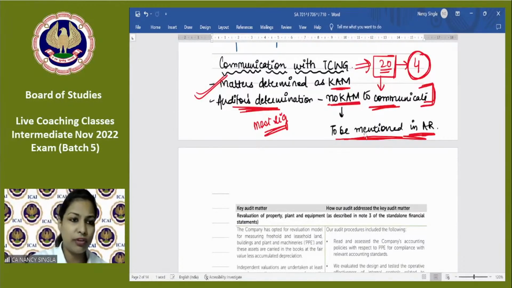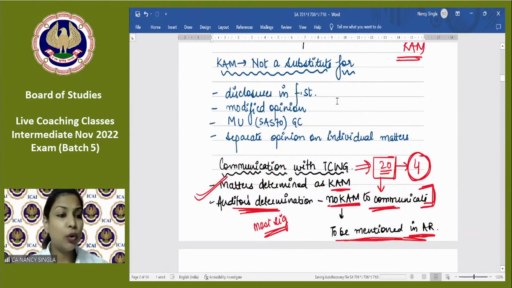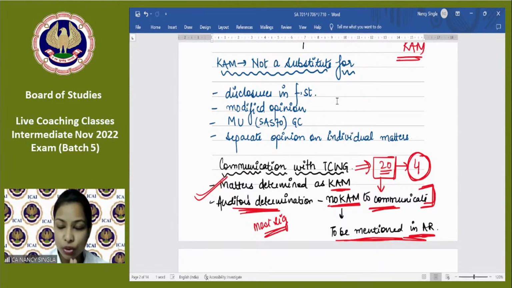Okay, now this is not complete yet, wait, I'll not look at your doubts. Now students, look, in brief, there are some matters which the auditor has discussed with those charged with governance.